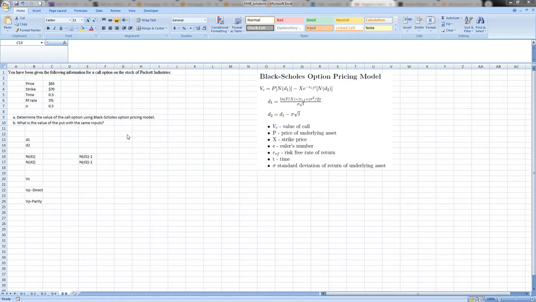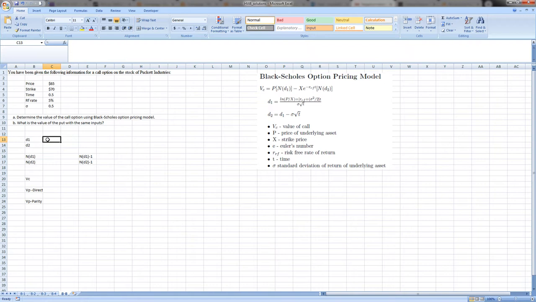To value the call, we're going to use this method over here. To value the put, we can use this value of the call formula, except we substitute N of d1 with N of d1 minus 1 and N of d2 as N of d2 minus 1. Hence, you'll notice this portion down here.